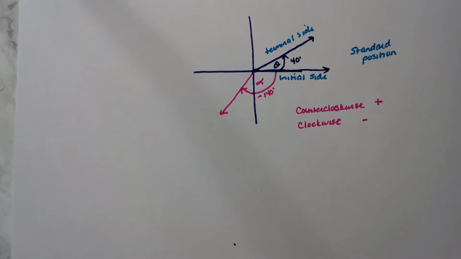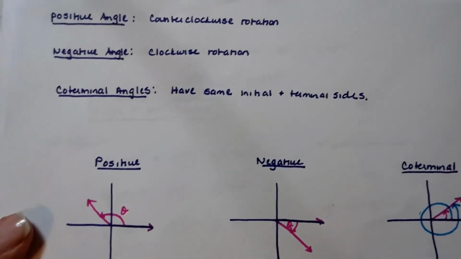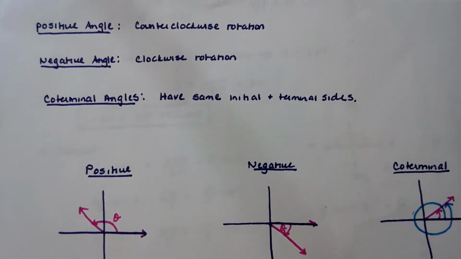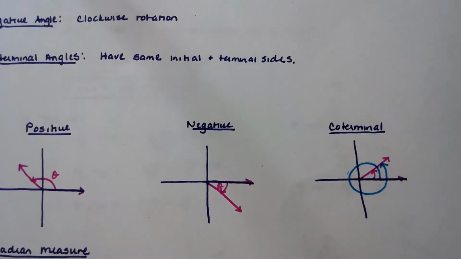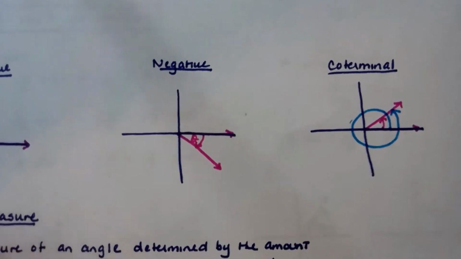All right, what else do we cover? Oh, coterminal angles. As it says on the sheet, a coterminal angle is an angle that has the same initial and terminal side. So this little picture that I drew here kind of says it all.